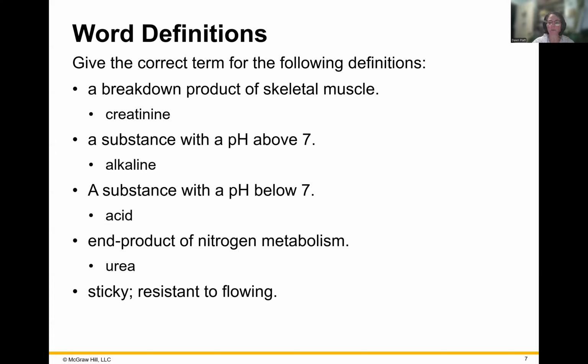And this actually is a waste. If it's found in higher percentages in your blood, then you can be at toxic levels and cause some issues. And then sticky, resistant to flow, viscous. Blood is a little bit viscous. It should be. We don't want it to be completely thin.